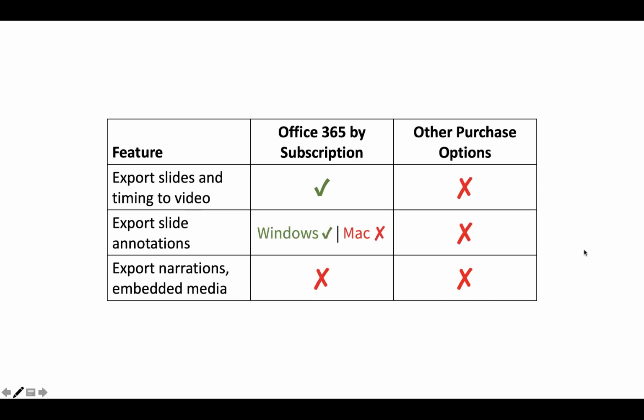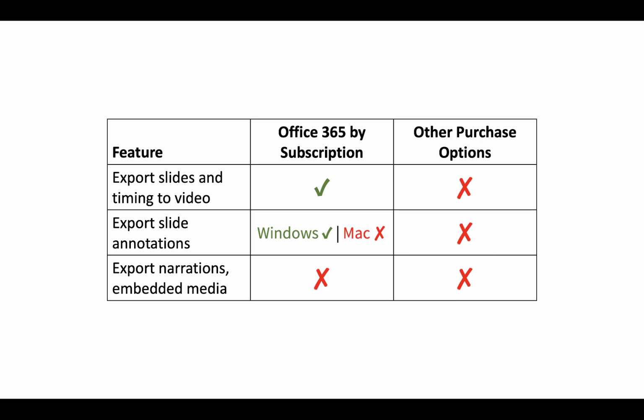Another serious problem that we have, and this affects both the Windows and the Mac version actually, is that you can only export your slides and your timing to video if you have an Office 365 subscription. If you got PowerPoint in some other way, for example, if your Tech Liaison installed it for you on your Pepperdine computer, or you purchased it directly in some way that does not involve a subscription, then the export to video options will not be available.